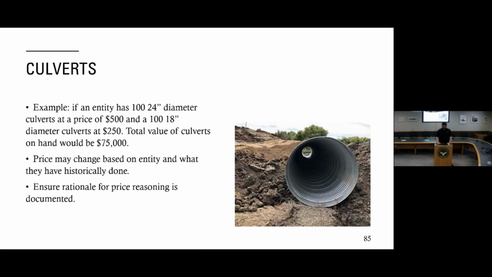You also evaluate that for materiality. So is $75,000 significant to your entity? If it is, you may have to include culverts also as a type of inventory in your financial statements. If it's not, you can maybe pass on it and move on. And just some other key takeaways here, just make sure whatever you're doing for your price reasoning is being documented and you have proper rationale for that.